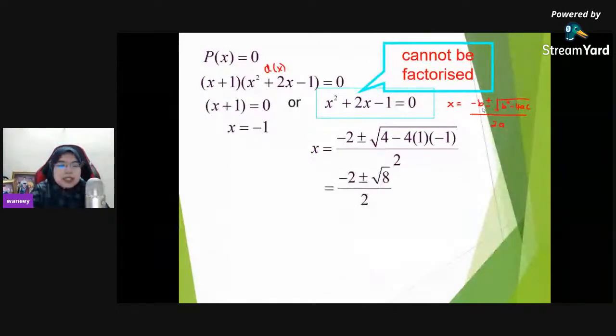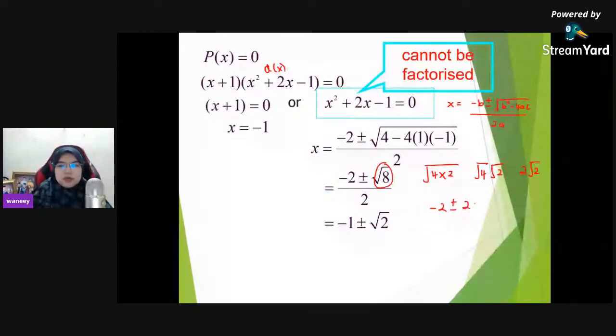And then you are going to get that x is equal to -2 plus minus square root of 8 over 2. And then square root of 8 can actually be simplified, because square root of 8 is square root of 4 times 2. So this is square root of 4 times square root of 2, and square root of 4 is actually 2. So we get 2 root 2, or 2 square root of 2. Okay, so what we have is -2 plus minus 2 square root of 2 over 2, and of course you can divide them by 2, or factorize the 2 outside, so -1 plus minus root 2 over 2, and when you cancel out the 2, you will be left with -1 plus minus root 2.